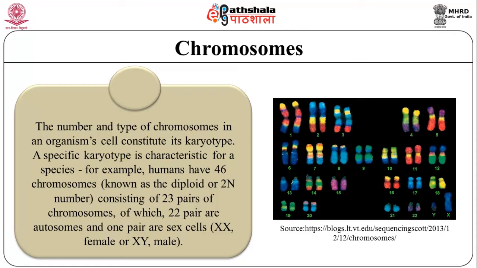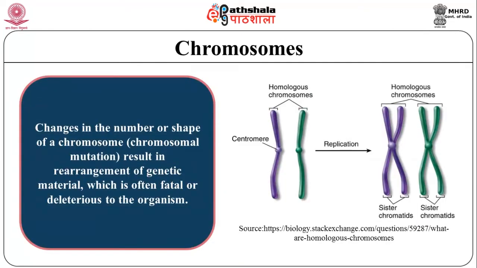Karyotypes vary a great deal among the living primates. These 2n range from 20 to 80, which indicates much selection during the course of primate evolutionary history. Changes in the number or shape of a chromosome result in rearrangement of the genetic material, which is often fatal or deleterious to the organism.